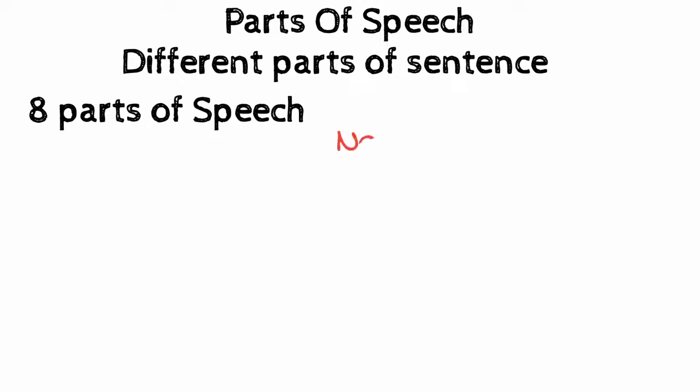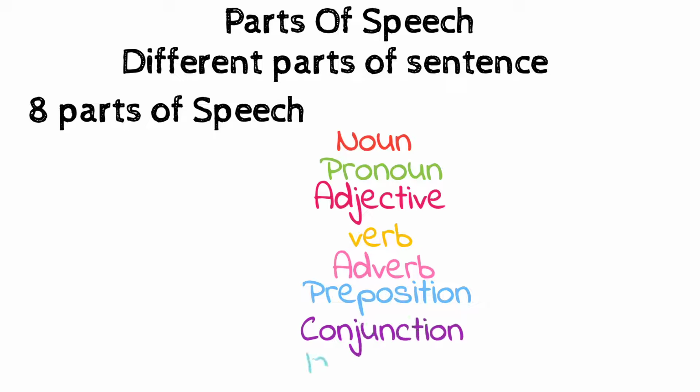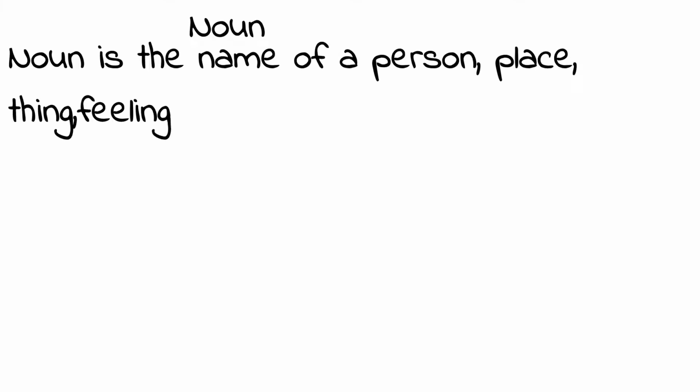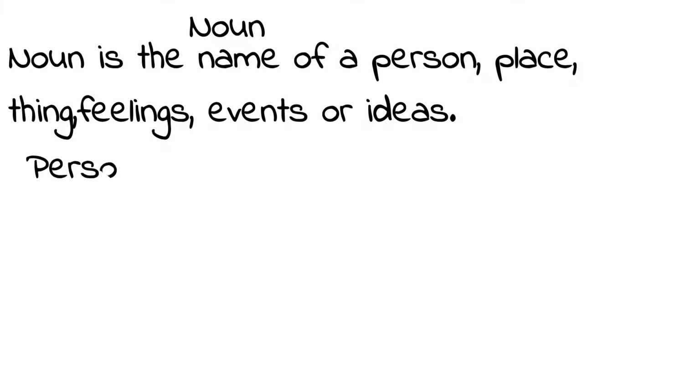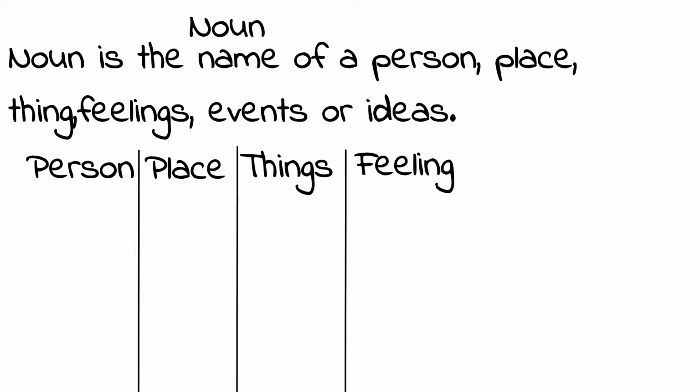As we already know, there are 8 parts of speech. They are noun, pronoun, adjective, verb, adverb, preposition, conjunction and interjection. Let's start with the noun. What is a noun? Nouns are words that represent people, places, things, feelings, events or ideas. Everything we can see or talk about is represented by a word. That word is called a noun.